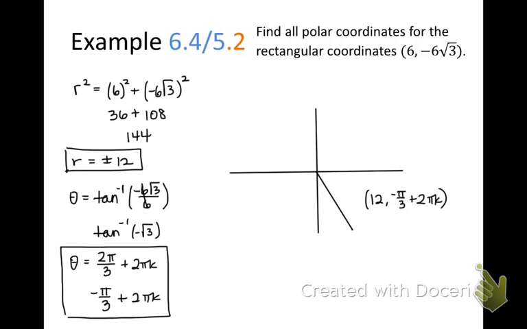If I use negative 12, then which angle do I want to use? Yeah, you want to use the 2 pi over 3 plus 2 pi k, because 2 pi over 3 is this angle up here. And when you do that angle with the negative radius combination, it's going to throw you down onto this line, right? So that combination also works. Any questions on that?